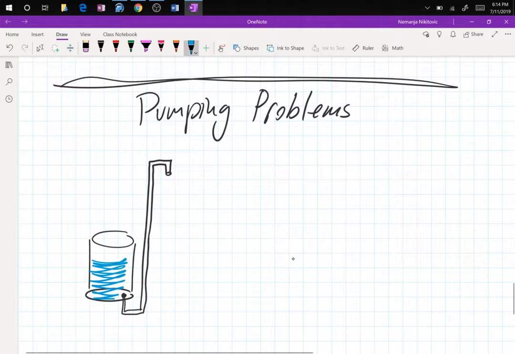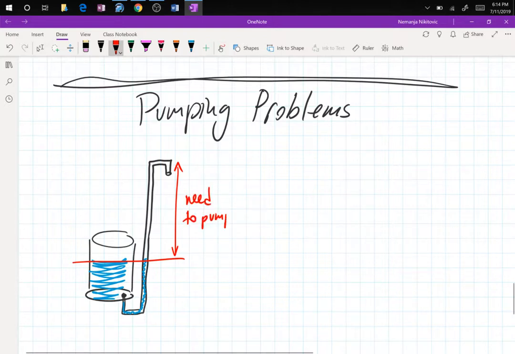So if you know anything of physics and liquids and stuff, you know that this much you are getting for free. Okay, the same level right there, the same level is what you get for free. So you only need to pump this much, because the rest of the stuff on the bottom is free.